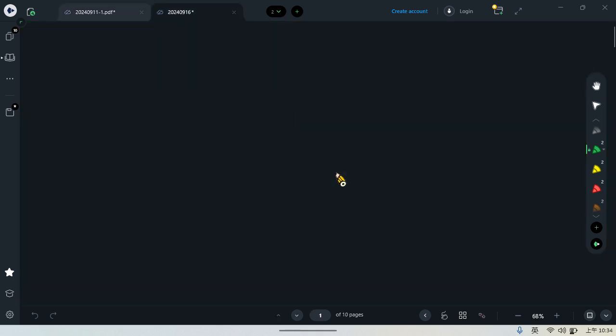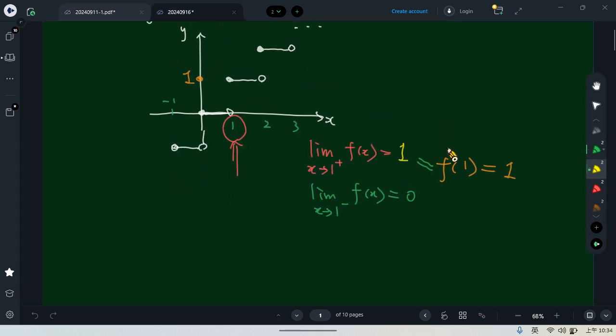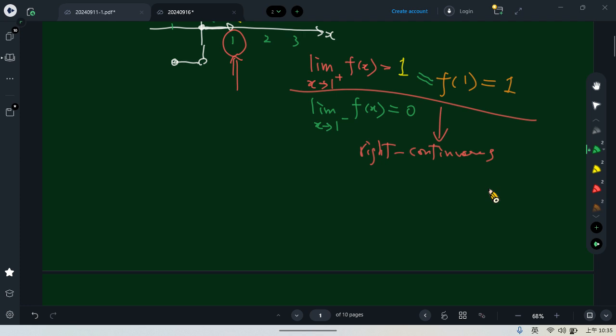So, based on this, I will tell you it is right continuous. Why right continuous? Because from this way, its limit value is the same as the function value. But from this way, you can see its limit value is 0, but its function value is 1, so they are different.